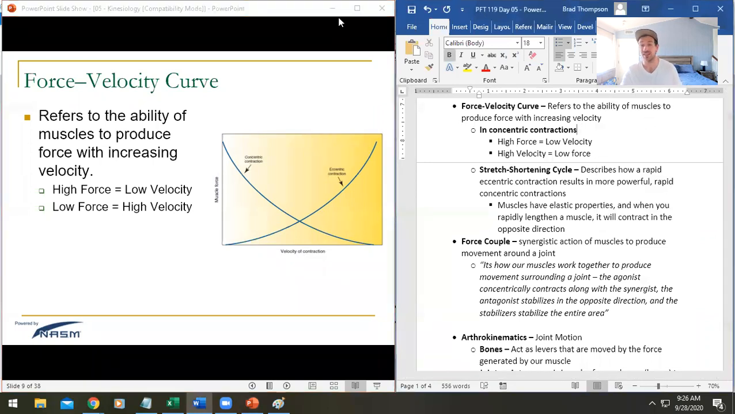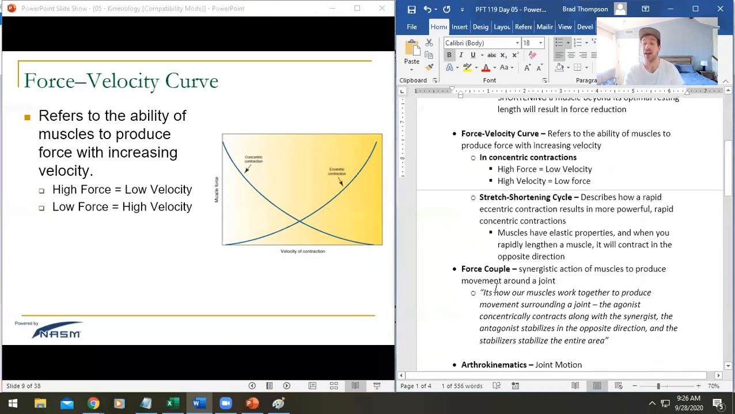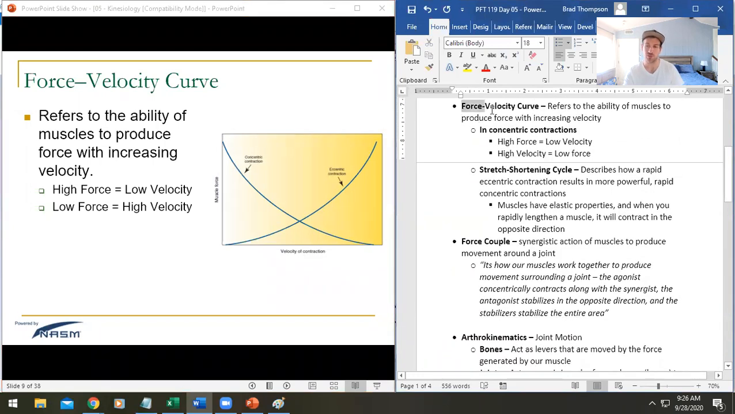All right, so let's look at a force velocity curve. What it is, again, this is a two-thing concept, right? So before we were looking at a length tension relationship, we were looking at the length and the tension it can generate. Now we're looking at how much force versus how much velocity a muscle can generate.